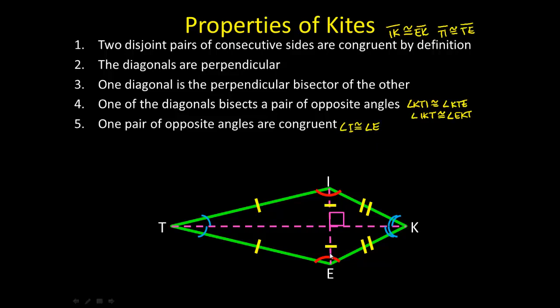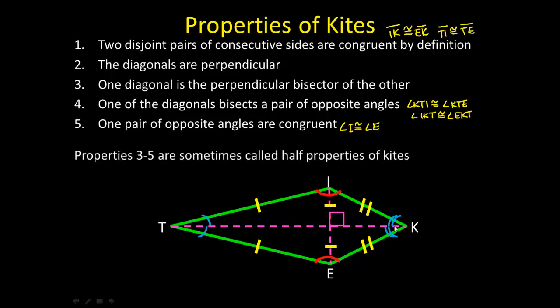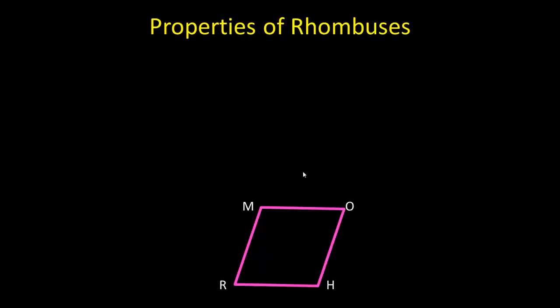Okay, but notice these are not bisected. And notice these don't necessarily have to be congruent. In fact, if you took a close look, you'd see that this angle here and here are not congruent in this figure. Okay, these three through 5 are sometimes called half properties of kites. And the reason for that is because it only applies to half of the figure. Only 2 of the 4 angles are congruent. Only 2 of the 4 angles get bisected. Okay, so that's just an example of those. So those are sometimes called half properties.